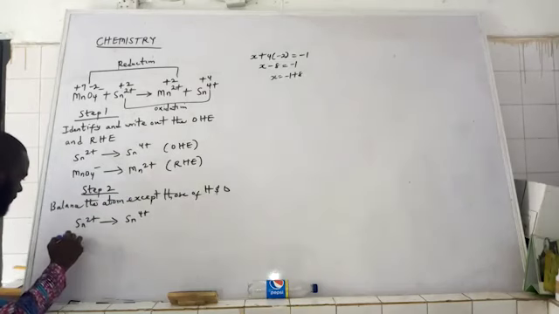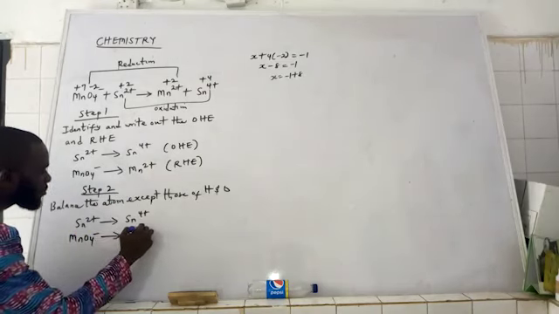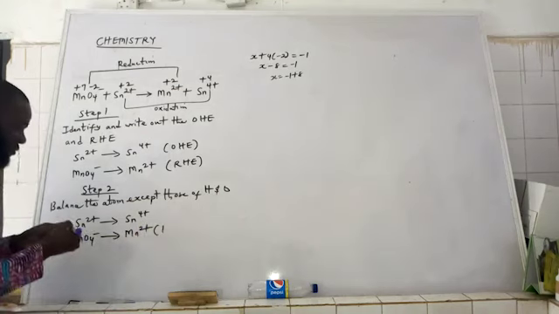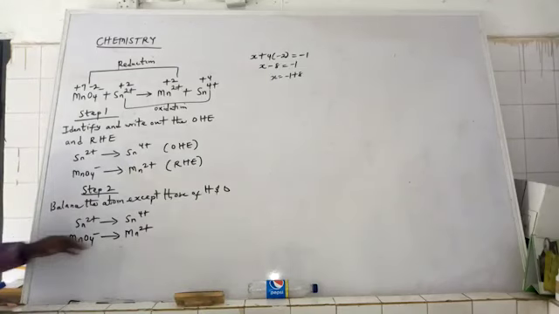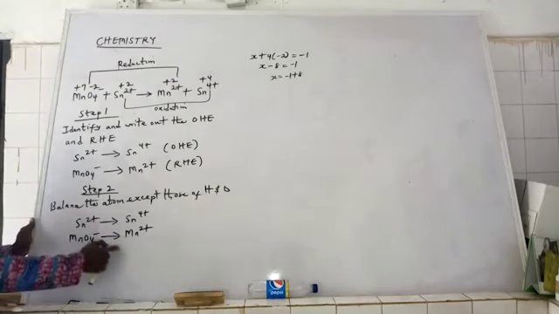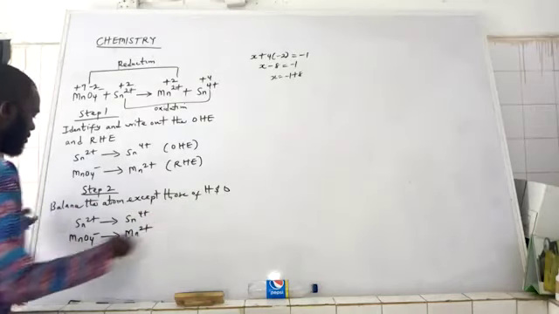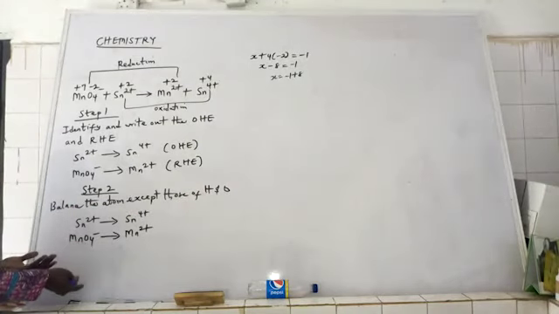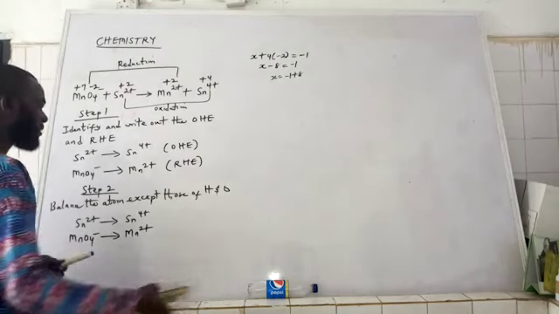We have MnO4 minus going to Mn2 plus. If I look at these two, I want to balance this equation. This is one atom of manganese, one atom of manganese, but the instruction is that I should not do anything to those of hydrogen and oxygen. So I will not work with anything here. That implies that automatically we are done with step 2. Now, let's move on to our step 3.